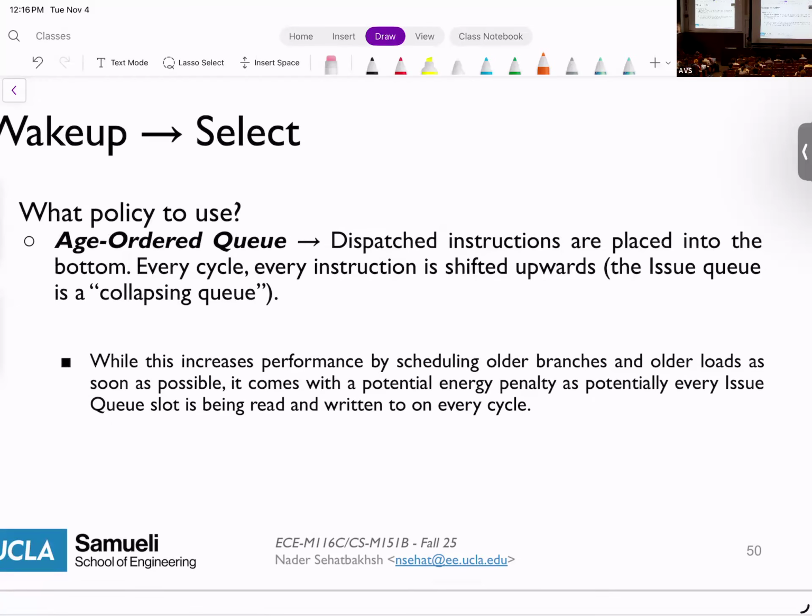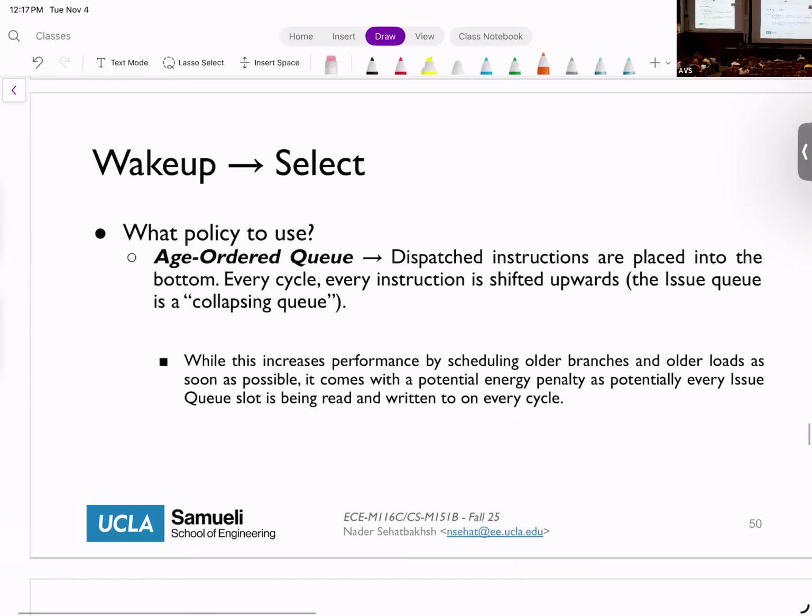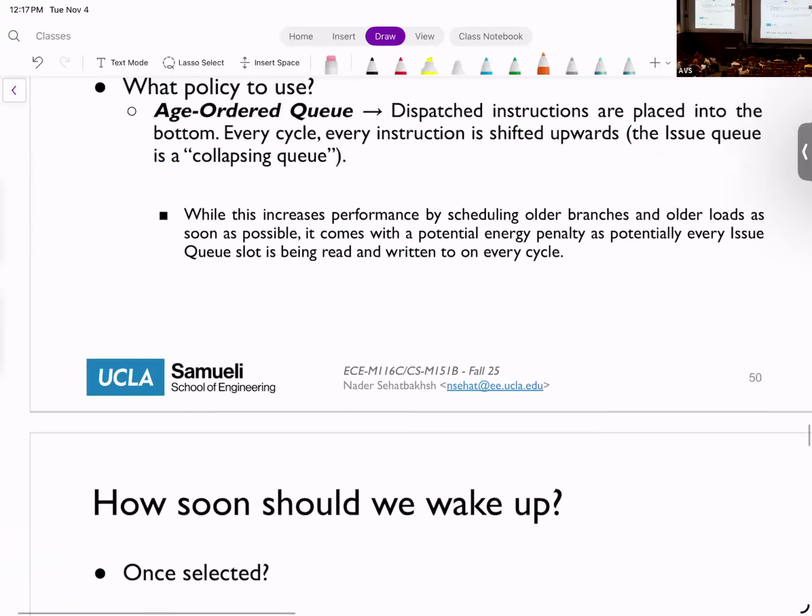What is the downside of this? The downside is, of course, this is much better in terms of performance, because now you're ready to flush things. You just go through the table and boom, flush things. But every single issue now is more power consuming, because every single issue also requires you to shift the entire thing upward. So that would be an additional activity that you need to do. So keep that in mind.